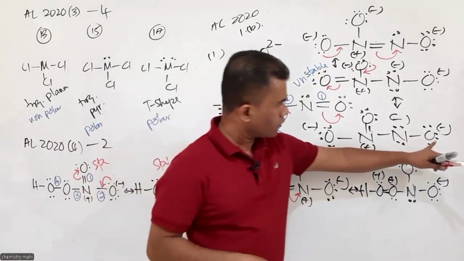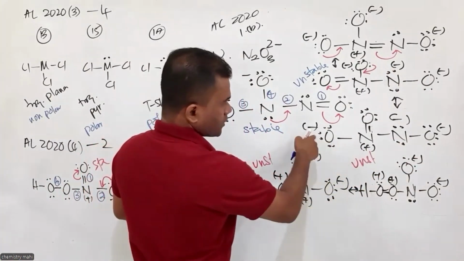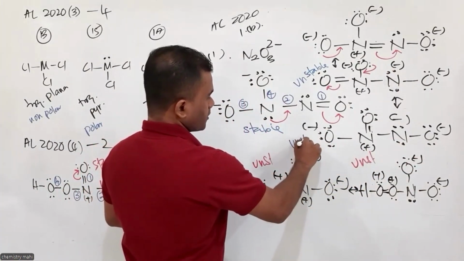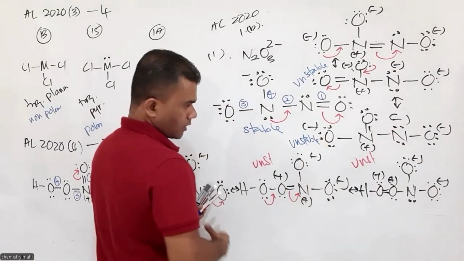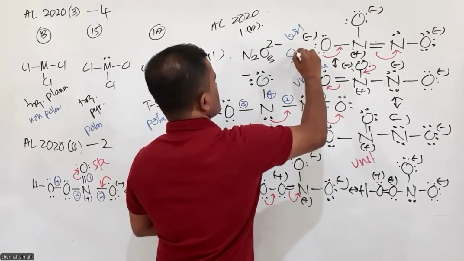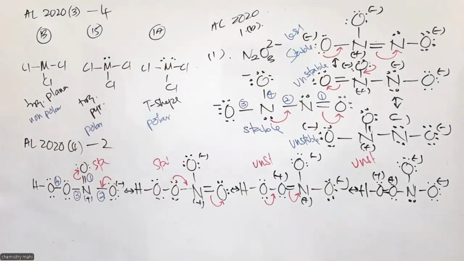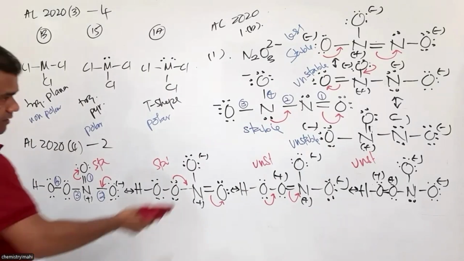What about this one? Here also the same story, minus. Plus minus, okay. Then this one also is unstable. What about these two? Then what about this one? This should definitely be less stable. According to your structure, see which one is unstable, which one is less stable, and which one is stable. Definitely the stable one is the one we drew first.